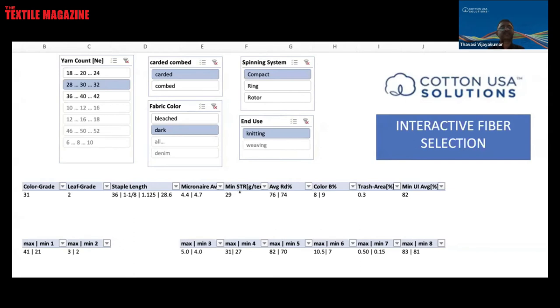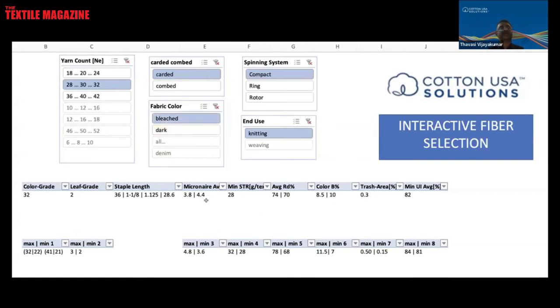And strength of the fiber required is 29, the minimum 27 to 31, RD value 74 to 76. And you can take even 70 to 80, 12 numbers of RD value, provided you have a proper bale management system. And if you use it for the bleached, you see immediately the micronaire shifts, and there is no major change in other parameters. The micronaire, you can go as low as 3.8 to 4.4. Average value 3.8 also can be used. And the minimum micronaire value is 3.6 to 4.8 because dyeability is not a big issue.